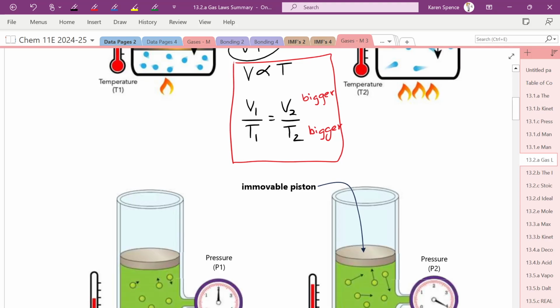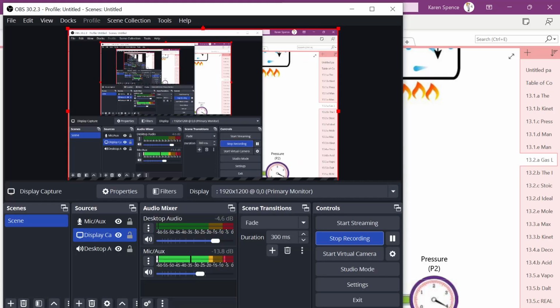Now let's make sure that the sound is recording on this thing too. Yes, it is. That's good.